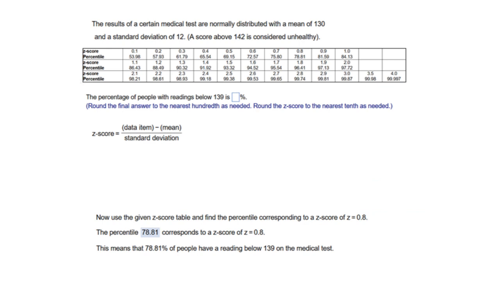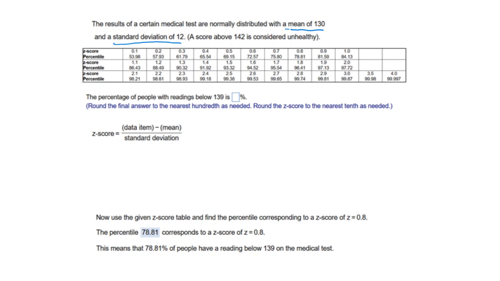The results of a certain medical test are normally distributed with a mean of 130 and a standard deviation of 12. A score above 142 is considered unhealthy. All right, so we have our table that's provided for us with the z-scores and the corresponding percentiles. And our question's asking us the percentage of people with readings below 139 is blank percent. Round the final answer to the nearest hundredth as needed. Round the z-score to the nearest tenth as needed.